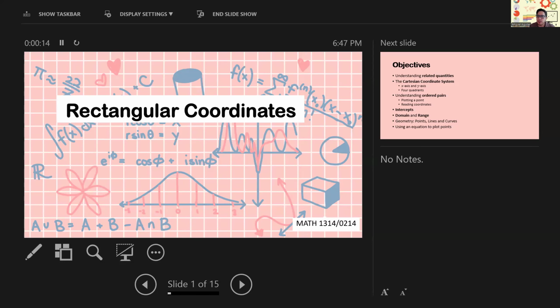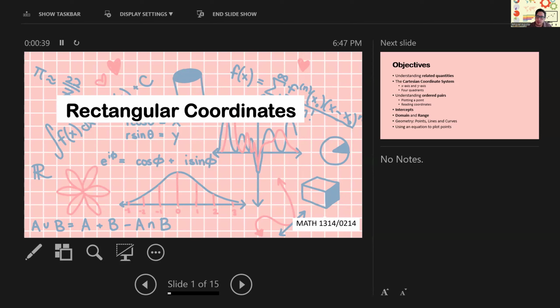So, rectangular coordinates, that's going to be the topic of today's lecture. Even though you might not be familiar with that phrase, rectangular coordinates, you guys probably have used Google Maps, or if you throw back all the way to the days when you were in a social studies class, you learned about latitude and longitude, right? Coordinates are how we map locations in space.